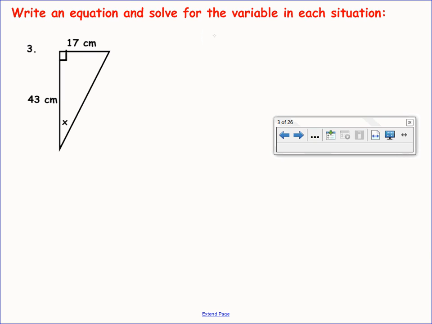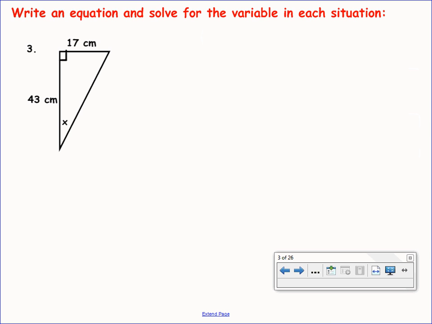In this last one, what trig function relates angle x, 17 centimeters, and 43 centimeters? Go ahead and share with the class when I call on you. So what trig function relates x, 17 centimeters, and 43 centimeters this time?